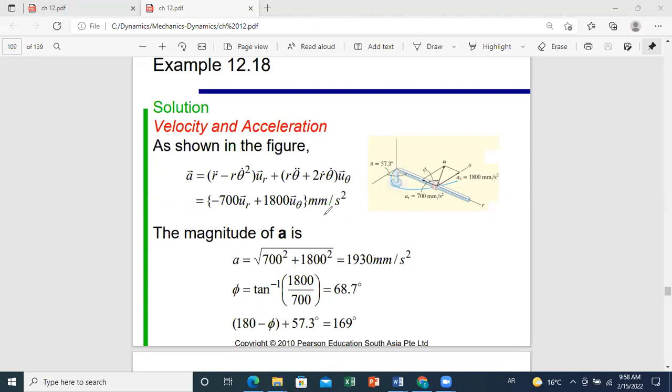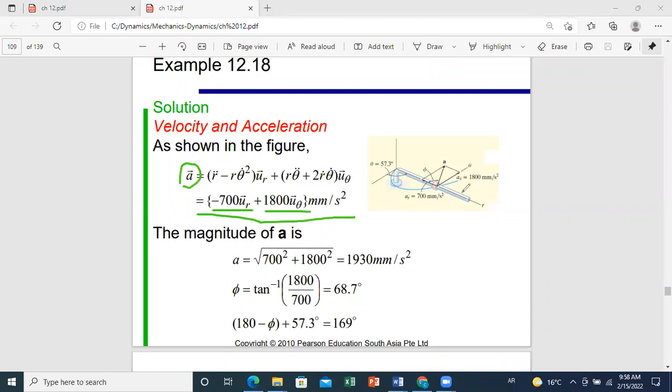So if we replace r double dot, theta dot, theta double dot, and r dot by their values we found at 1 second, we can obtain the expression of acceleration within frame U_r, U_theta. And as you can see, you have a negative U_r component and a positive U_theta component. Always, this will help you to determine the quadrant of your vector.